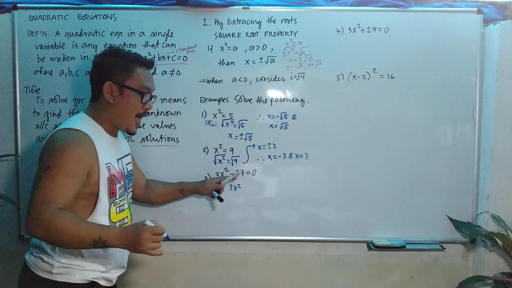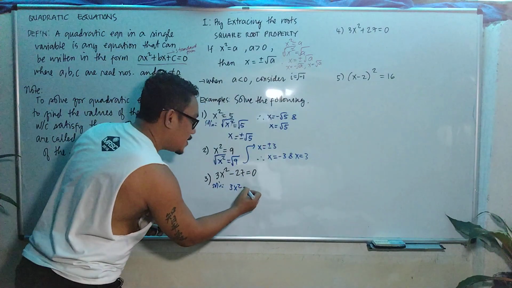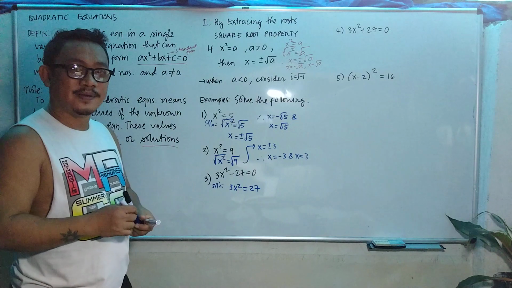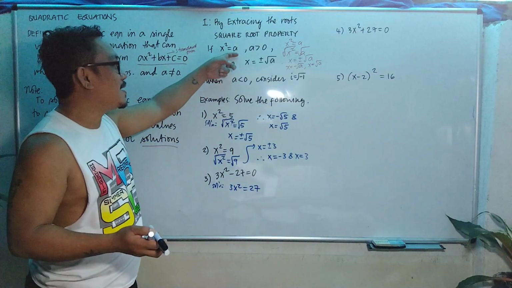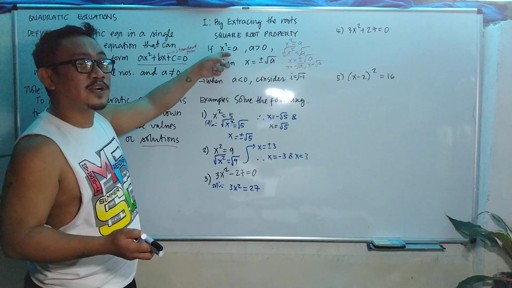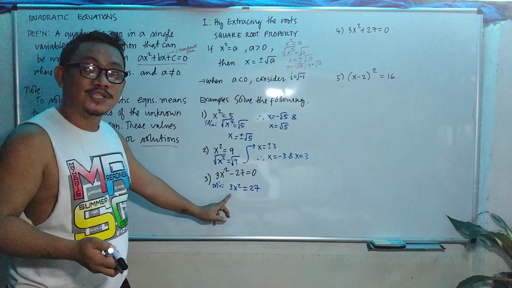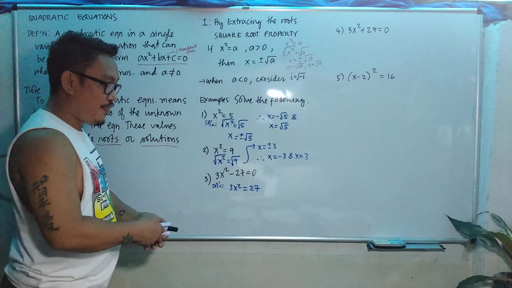3x squared. As I have said, negative 27, ibalin na to sa right side, is equal to positive 27. Okay? Now, preparehan na ta ni. Don't be, kay here, x squared naman, no other number except 1. So, kanina naman siya 3. So, what are we going to do? We will divide both sides by 3.